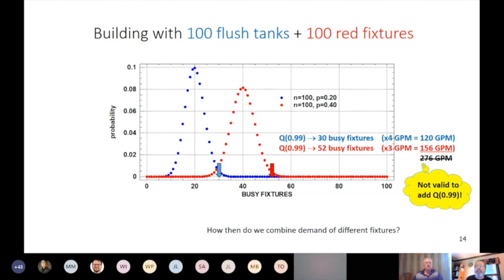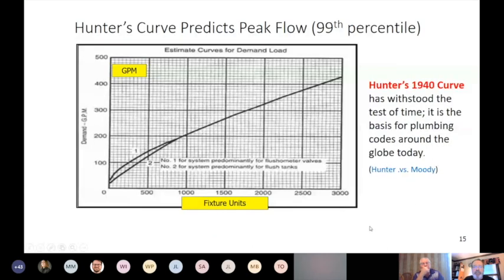And the reason for that is because if we did that, it would really be over-designed, because you would be assuming that you'd have these 99th percentile events occurring simultaneously at these two fixture groups. So we really had to find a way to put these fixtures together, to combine them into some sort of overall representative building response. And Hunter did that by introducing fixture units.